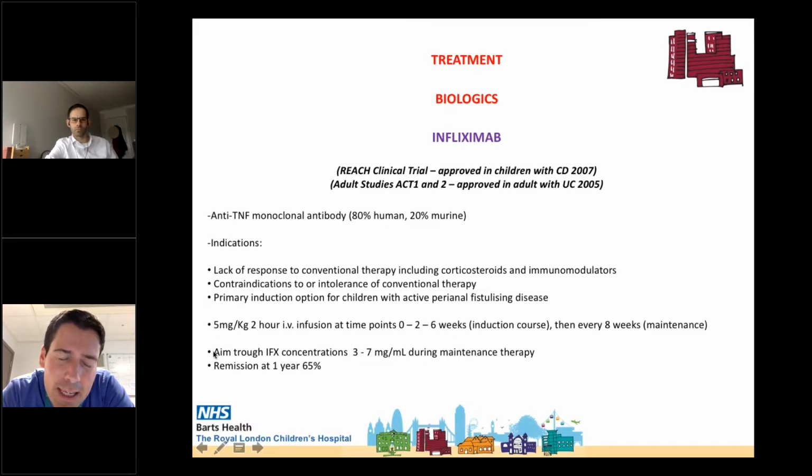And again, we're lucky these days, because as opposed to 10 years ago, or 5 years ago, sometimes we are able to measure its trough level, its concentration in the blood. So we want ideally its concentration to be somewhere between 3 and 7. And according to the recent studies, the PAN study most importantly, we really want to be as close to 7 as possible. And infliximab is a good biologic because studies show a remission of IBD at 1 year of around 65%.